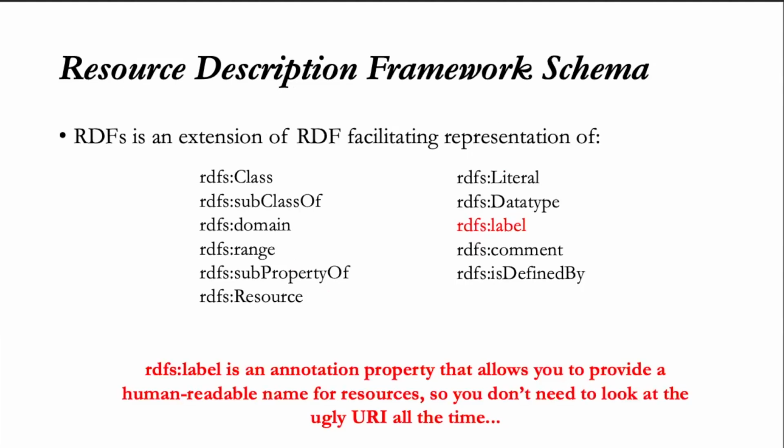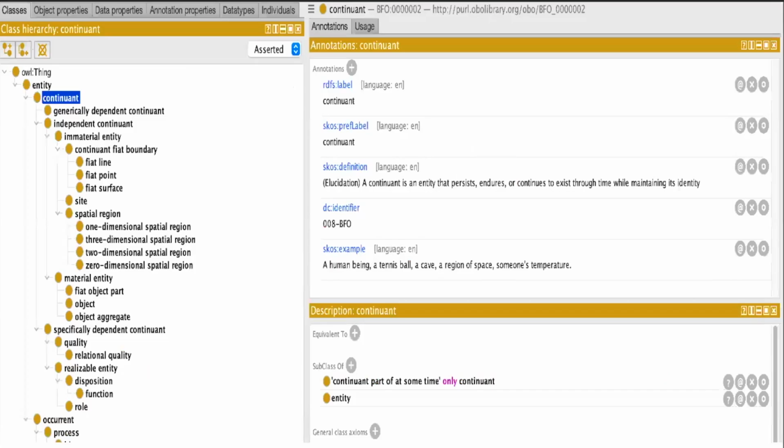Label. Annotation property allows you to provide human readable names for resources, so you don't need to look at those ugly URIs all the time. Like this, check it out. There's BFO, in all its glory. When you see it in Protege as a label, you don't see that ugly URI that's associated with it. You can see it if you look up here above annotations and usage. You see HTTP, PURL, OBO library, OBO, BFO, 00, something 2. That's what the computer cares about. This annotation, this label hangs off of it.